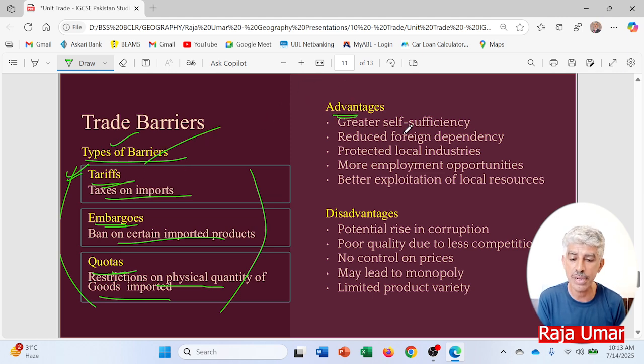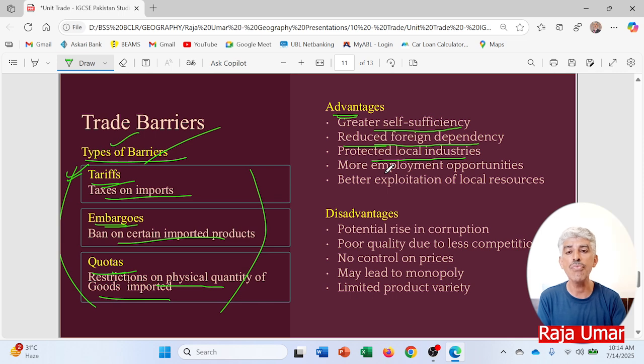The advantages of trade barriers: greater self-sufficiency. We may not be relying more on imported products, but more on locally made products. Even if they are not of good standards, we still have self-sufficiency. We may not be relying on other countries. Reduced foreign dependency: if we are producing our products ourselves, even of low standards, we are still relying on our own products, and that would decrease foreign dependency.